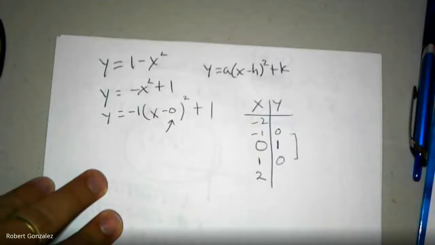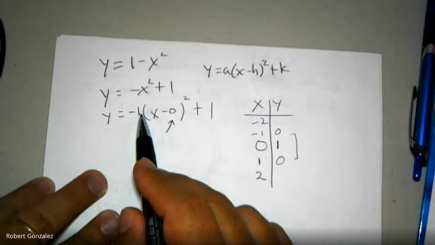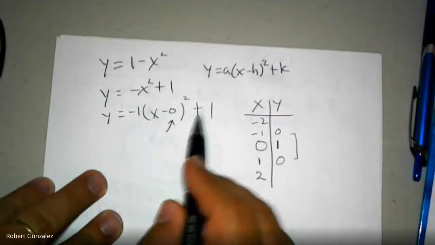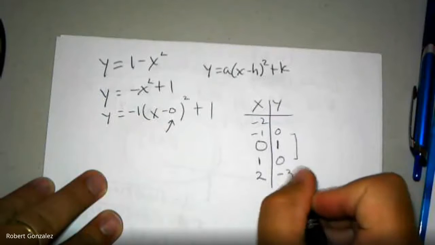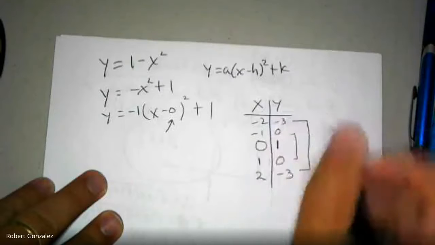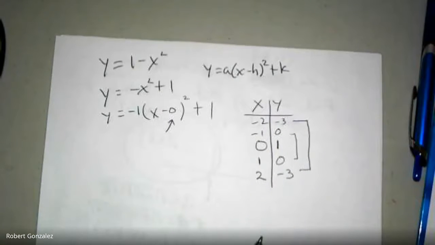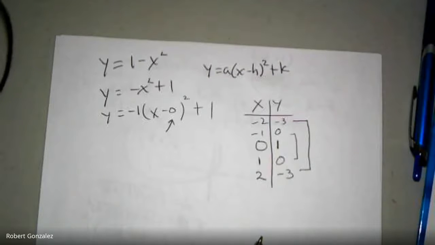You can check it. Let's plug in 2. 2 minus 0 squared is 4 times negative 1 is negative 4. Plus 1, negative 3. And I've gone kind of fast on these, but you can verify them on your own at your own pace. And here are the points I get. Everyone take 10 seconds to go ahead and sketch a quick graph of this. And then I'm going to show you the answer on the screen.